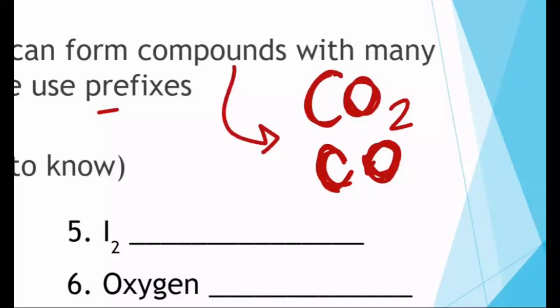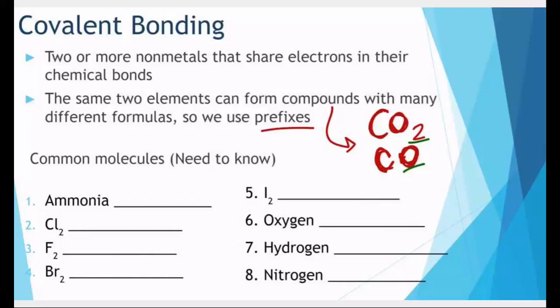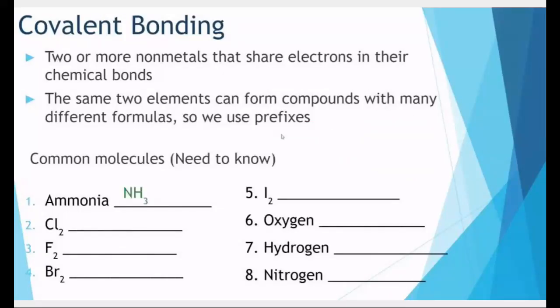So the same elements can get together in different ratios, which is why we're going to have to use prefixes, words to tell us how many of each element we've got. Like the di in dioxide means 2, the mono in monoxide means 1. It tells us exactly how many of our elements we have in that compound. But we're going to get to some of those fancy rules here in a minute. What we're going to start with is some common molecules that don't actually need to follow those fancy rules.